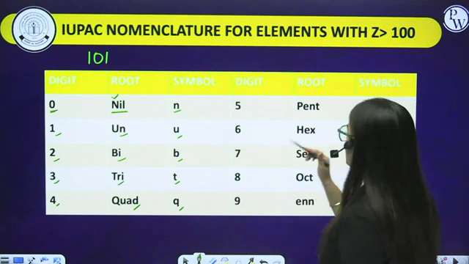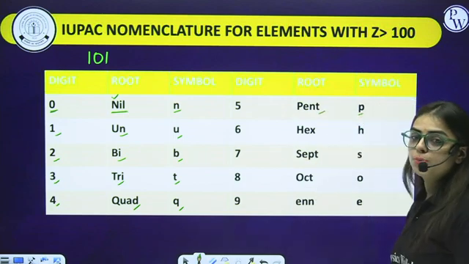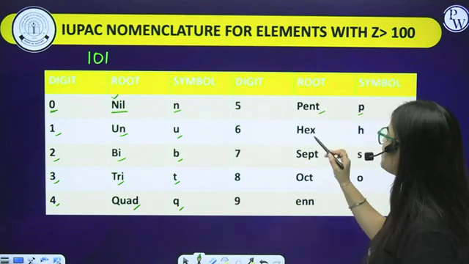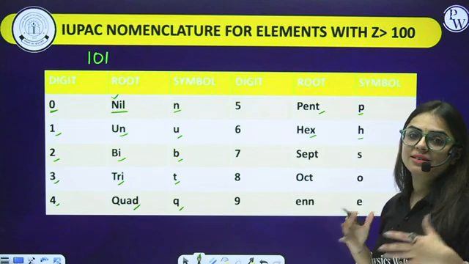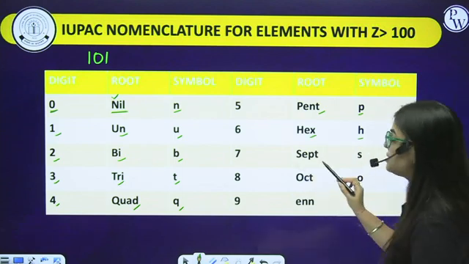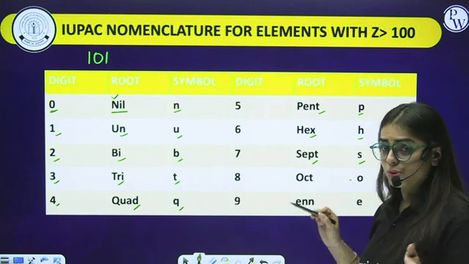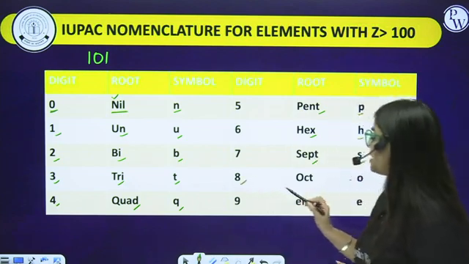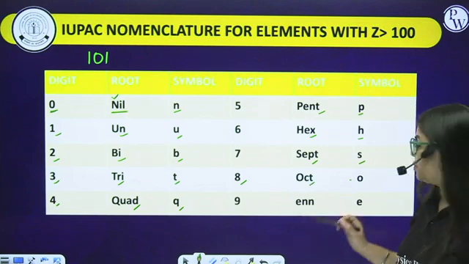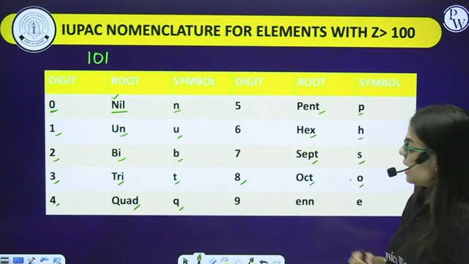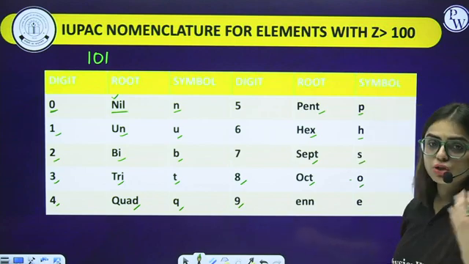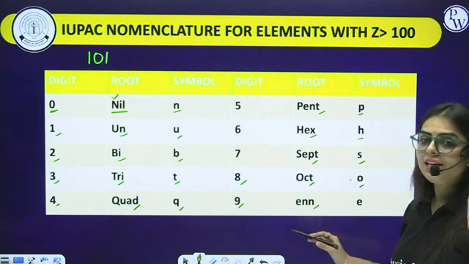Then for the digit 5, you have to use pent. The symbol is going to be the initial letter P. Then comes hex, so you have to use the initial letter H. Then comes 7. For 7, you have to use sept, and the initial letter will be S, the symbol that you're going to use. Then comes oct. For oct, that is digit 8, you have to use O as the symbol. And at last is digit number 9. For that, you have to use E-double-N.